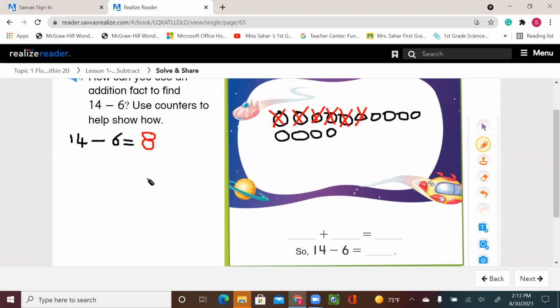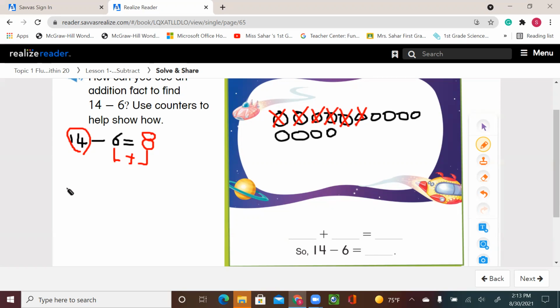All right. That means 6 plus 8 equals, very good, 14. So if I add 6 plus 8, my answer will be 14. Because here I have 8, and I have the 6 that I crossed out. If I remove this and I add them together, it will be 14. So 6 plus 8 equals 14.